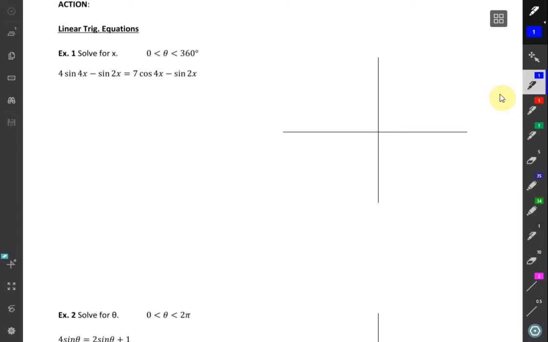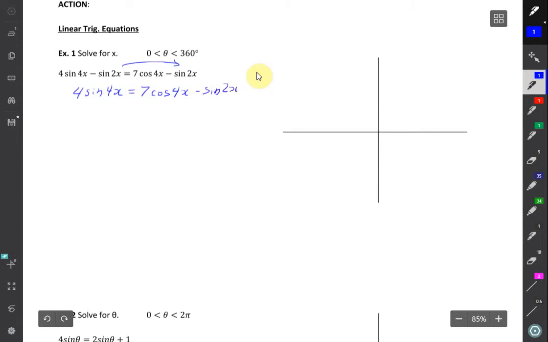Looking at this first example, it's a little bit more involved because you can see that we have sines and cosines in here. First thing I recognize is that there's a minus sine 2x on both sides, so I can end up canceling those out. If I bring this sine 2x to the other side and make it positive, I will have 4 sine 4x is equal to 7 cos 4x minus sine 2x plus sine 2x.